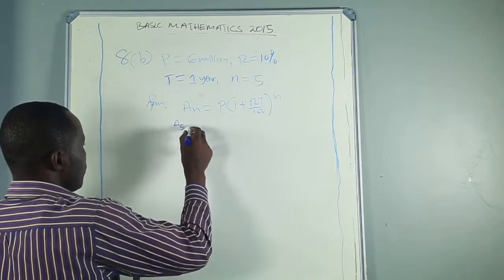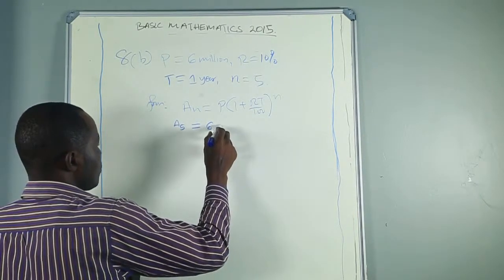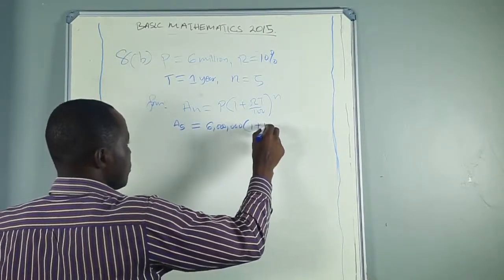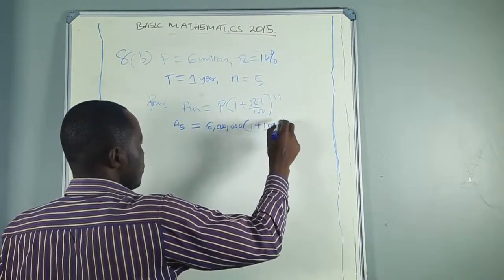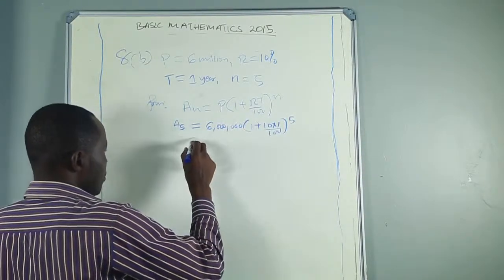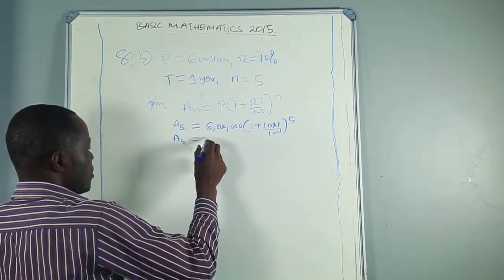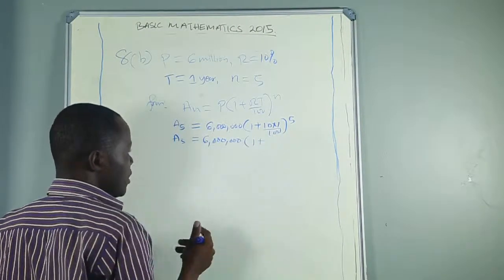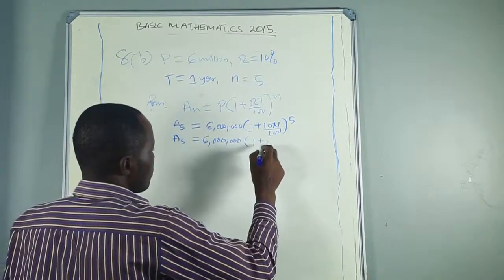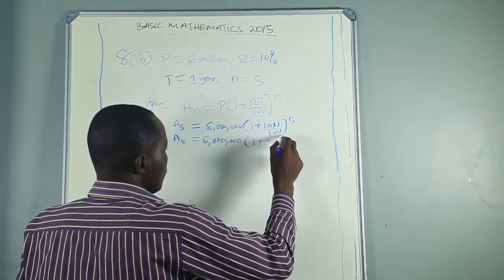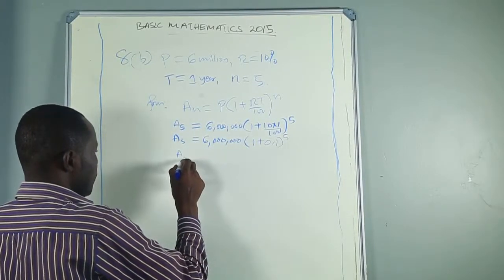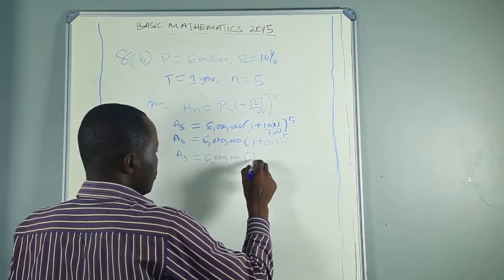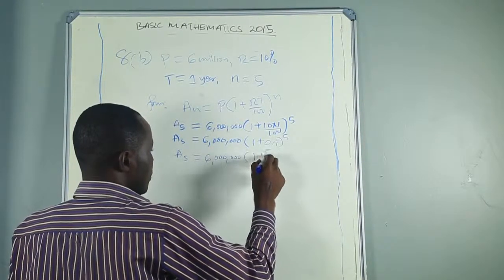So the amount after 5 years, A5, is equal to P, 6 million, times (1 plus 10 times 1 over 100) to the power 5. So A5 is equal to 6 million times (1 plus 10 divided by 100, which is 0.1) to the power 5. So A5 is equal to 6 million times 1.1 to the power 5.